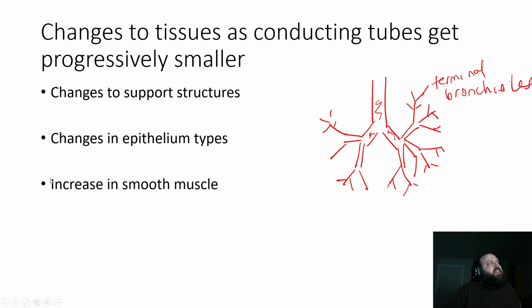The other major change that you're going to see, kind of inverse to the changes to the cartilage that we saw, is that as you go from the trachea to the bronchi to the bronchioles to the alveoli, you're going to see an increase in smooth muscle. The smooth muscle increases the ability of bronchioles to have resistance to air passage under certain circumstances. We'll talk about that in a subsequent lecture when we talk about the regulation of the respiratory system.